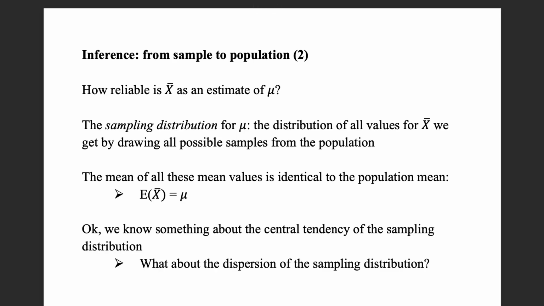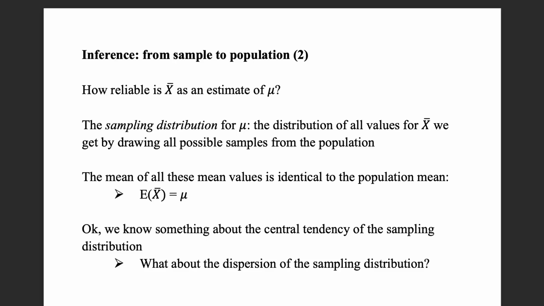Okay, that means we now know something about the central tendency of the sampling distribution. So this thought experiment of what would happen if we would draw every potential sample and calculate our sample mean, we know what the central tendency of that sampling distribution would be. We know that the central tendency would be identical to the population mean, which basically means that the most likely value to find would be the population mean.